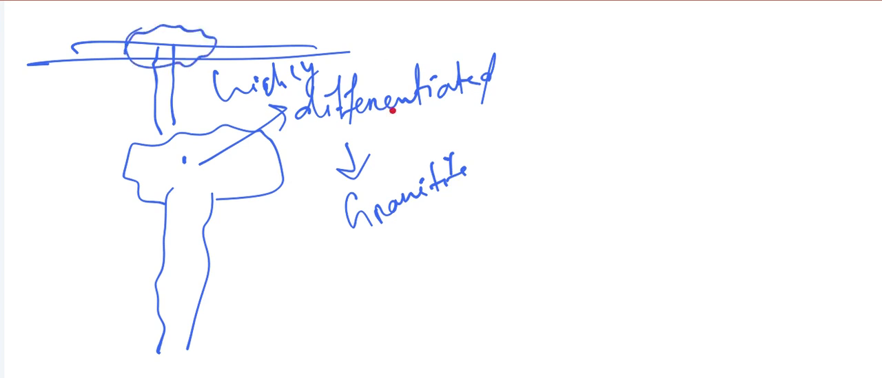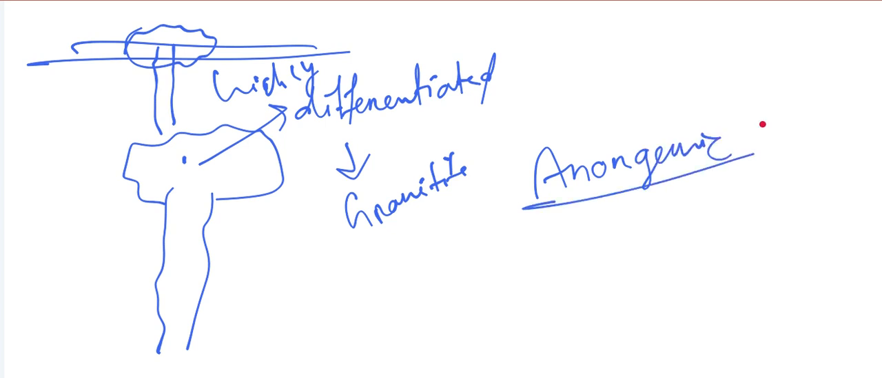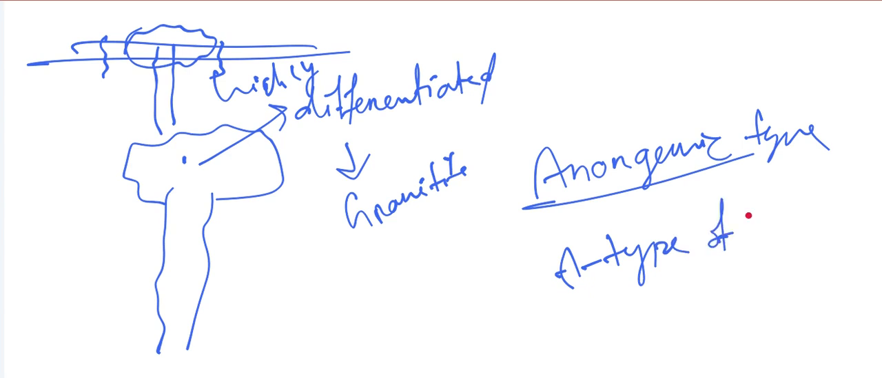Okay, this is anorogenic type. There is no orogeny involved in this anorogenic type. Okay, so this is different. Apart from that, this will assimilate with the crustal rocks. This is anorogenic type of granitoid, also called A type of granitoid. Okay, A type of granitoid.